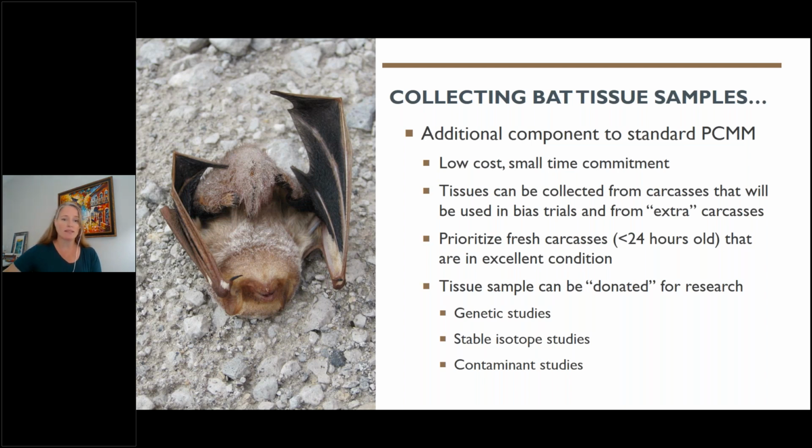As with the whole carcasses, I would recommend prioritizing fresh carcasses that are in excellent condition, and particularly this is going to help ensure that you get good quality DNA, if that's one of the goals of collecting these samples. These tissue samples most often go toward studies related to genetics of bats and bat populations. Hair samples would go toward stable isotope studies looking at migration and movement in bats. And you could also use these samples for contaminant studies, say to look at mercury contamination in bats. You've got a way to sample it from these tissues.